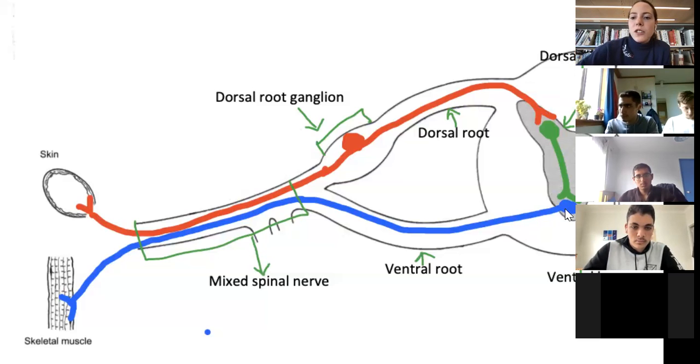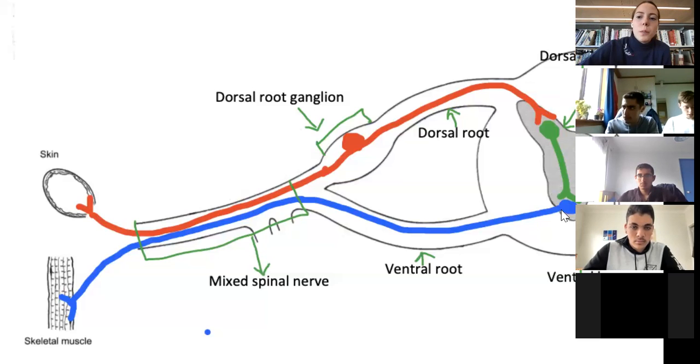Then we have the ventral. So let's say I touch a table and I'm like, that doesn't feel so nice. I'm going to touch something else. So I'm saying to my brain, I want to move my hand. You'll learn a lot about motor coordination later in Sem 2. Your brain sends signals down.